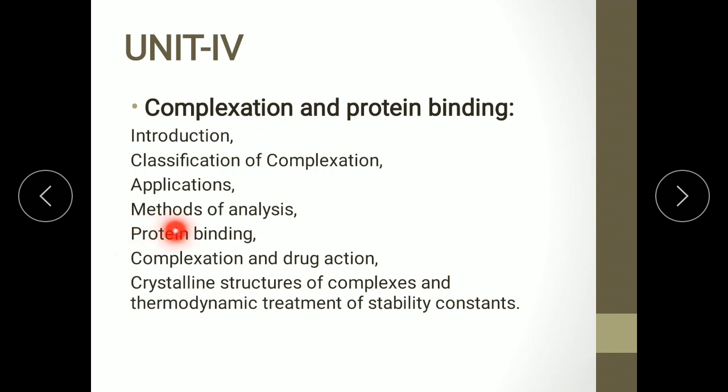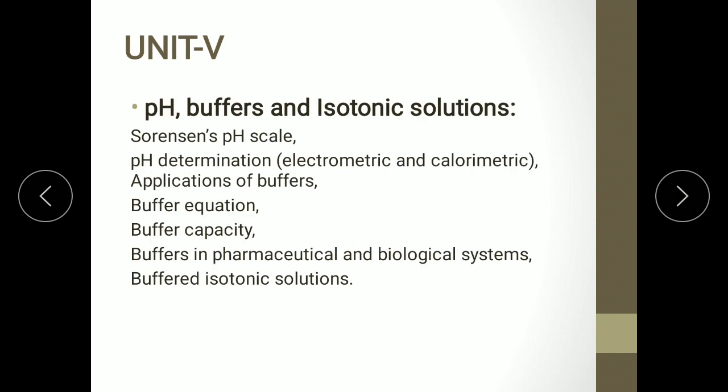Next is protein binding, how drugs will bind with the protein molecules in the body. There are different protein molecules in the body. So how will drugs bind with those protein molecules? What are their effects in complexation and drug action? What are their effects, negative effect or positive effect? We have to see under that. Next is crystalline structure of complexes and thermodynamic treatment of stability constant. Okay, these things we have to see in unit 4.